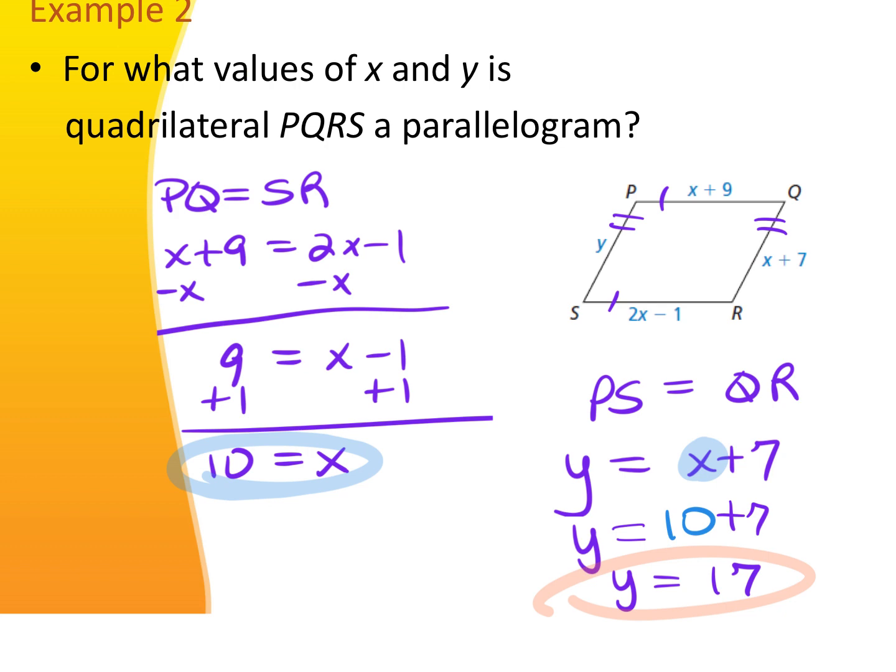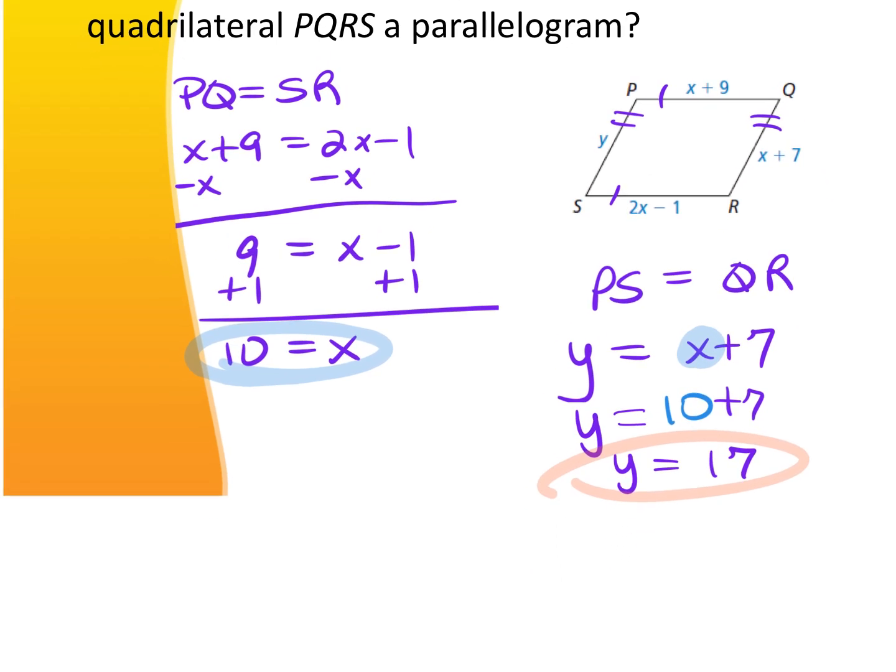Now, let's say it said, find the value of PQ. So if that were the question, we would need to take what PQ equals, which is x plus 9, plug in 10, and PQ would equal 19, which is also going to equal SR. So just be careful. On the quiz, all I'm asking for on some of the questions is just x and y. Some of them may ask you to find the measure of something.